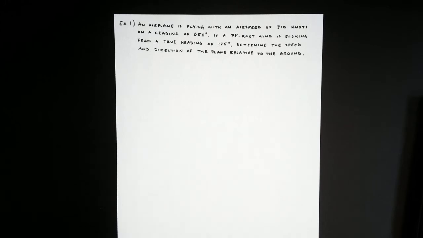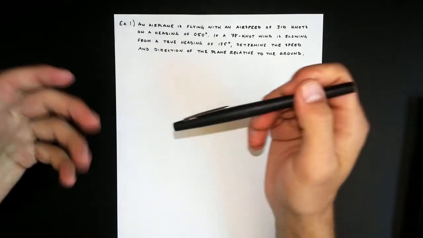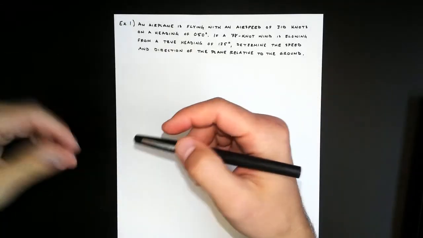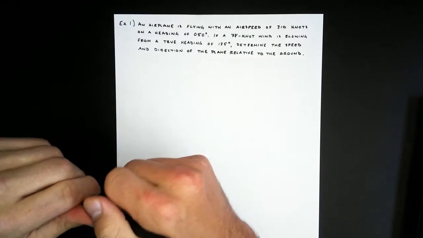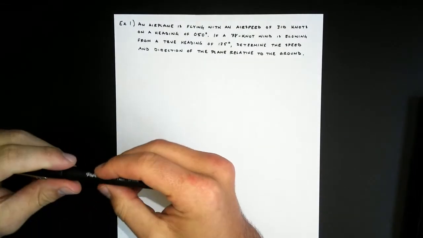So finding the actual speed, the actual direction that the plane is heading, that's going to be represented by the resultant vector of these two things, right? We have two different forces here. We have the plane flying at a certain speed in a certain direction. We have the wind acting on the plane. So the resultant vector is what we're looking for.